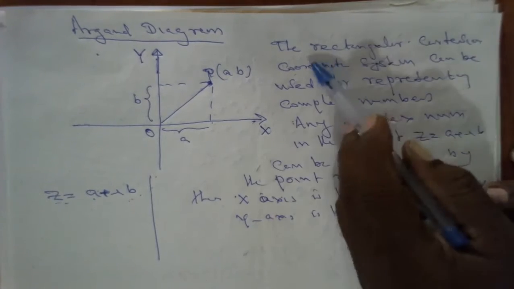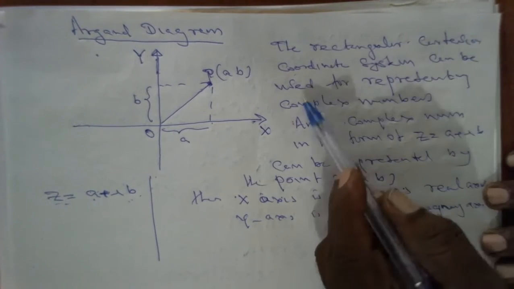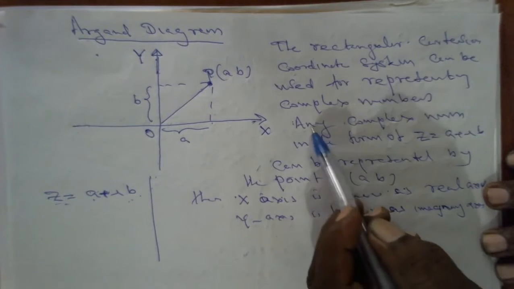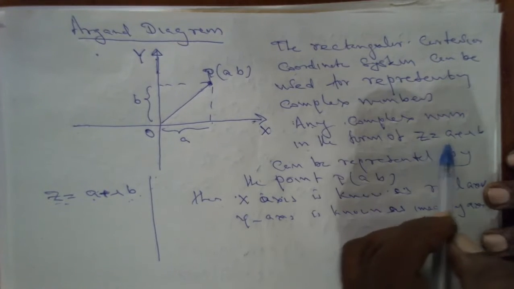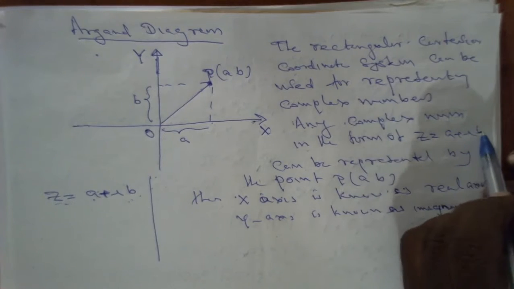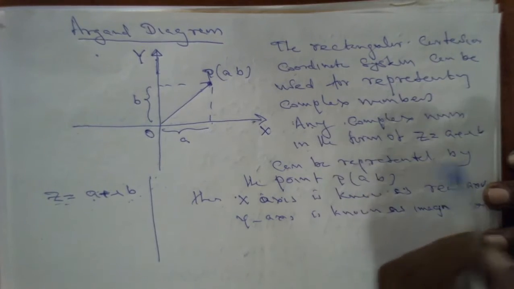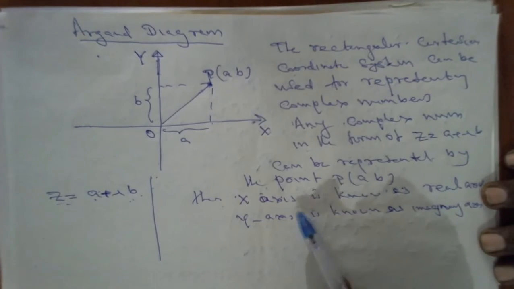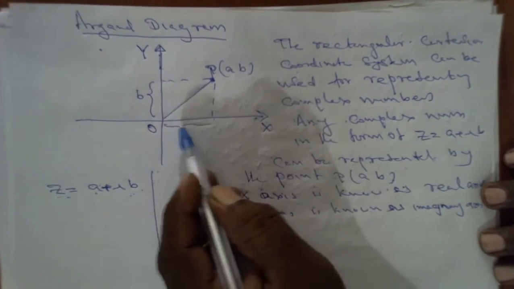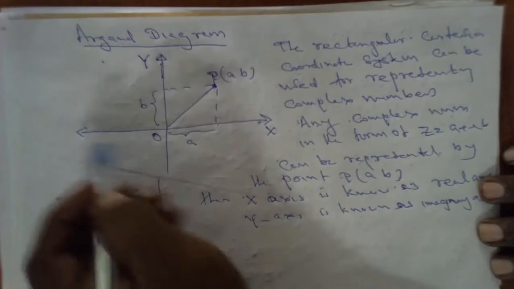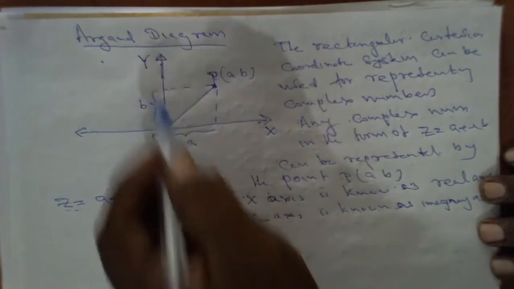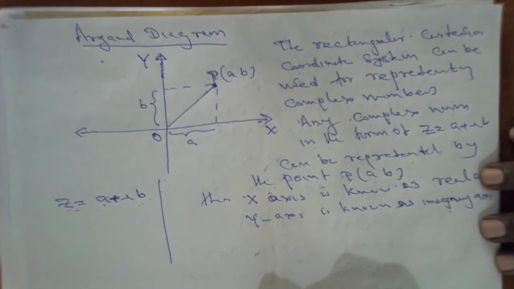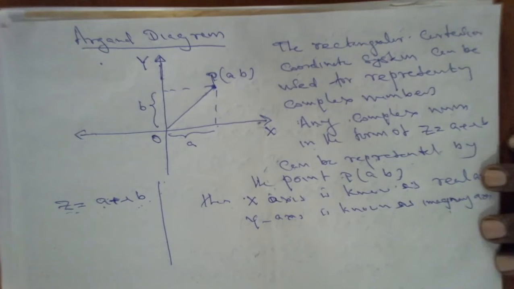A rectangular Cartesian coordinate system can be used for representing complex numbers. Any complex number in the form of Z equals a plus ib can be represented by the point P(a, b) like this, right? Then the x-axis is known as the real axis and the y-axis is known as the imaginary axis. Is it clear?